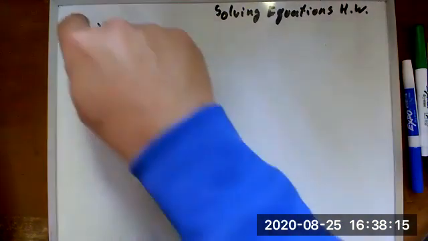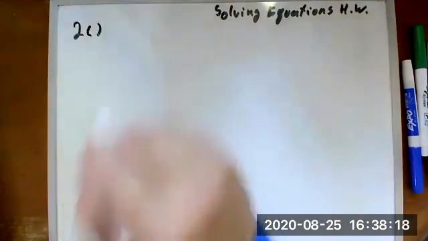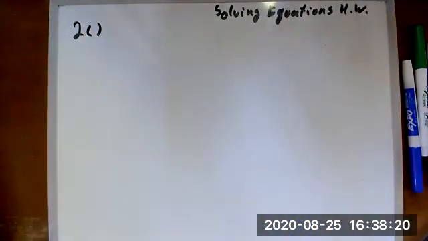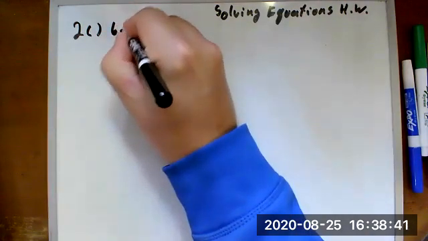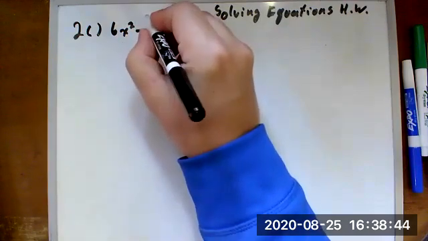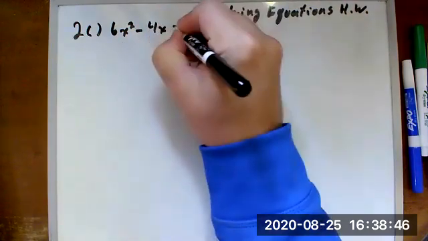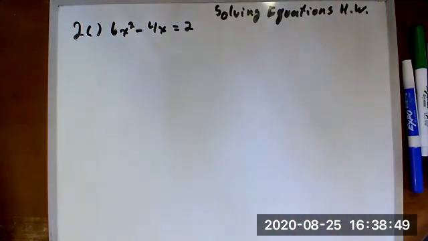Moving on to C, which is saying, hold on just a second. Which is saying 6x squared minus 4x equals 2. So this is one we're going to have to rearrange.